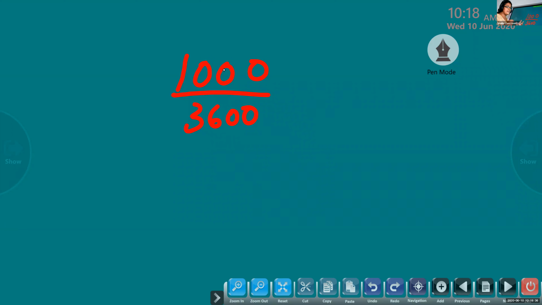See, sometimes when you do the problem, it may be more difficult for you. You can make this fraction small. Already you know how to make it small. 1000 and 3600, by cutting zeros. Cut 2 zeros. After cutting 2 zeros, what you get now? 10 by 36.